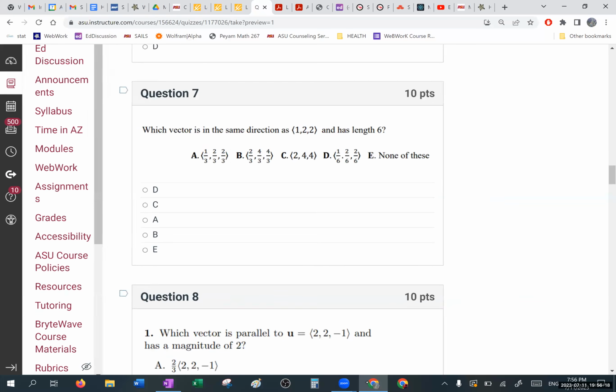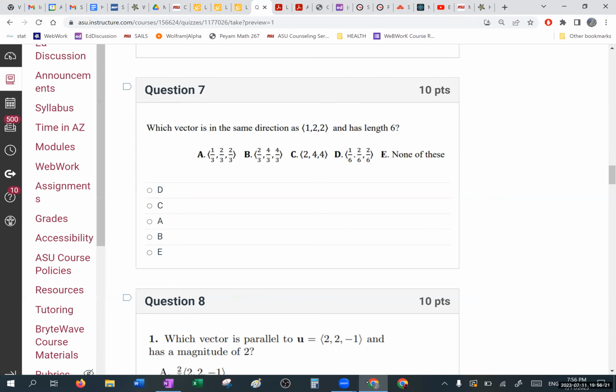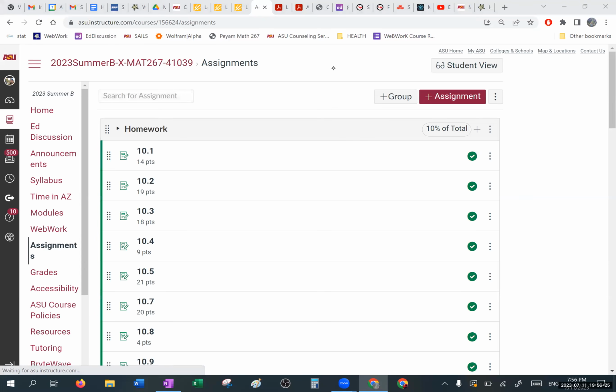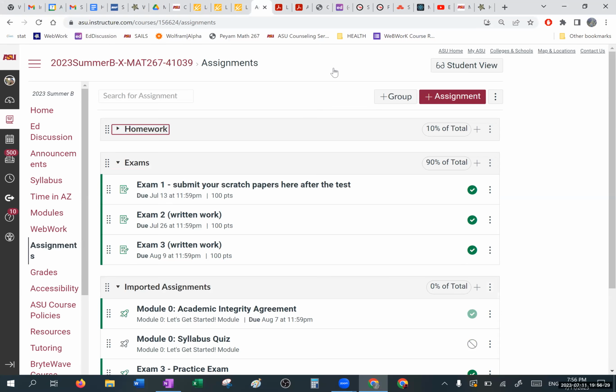The good question in the forum is where do we put our written work? It's actually over here. If you go to assignments, then it's here. Exam 1, submit your sketch paper here after the test. So right away, make photos and submit them over here in assignments. I can also put it in modules so that you can find it faster, but it's going to be the same thing. It's a file upload. Thank you for asking.